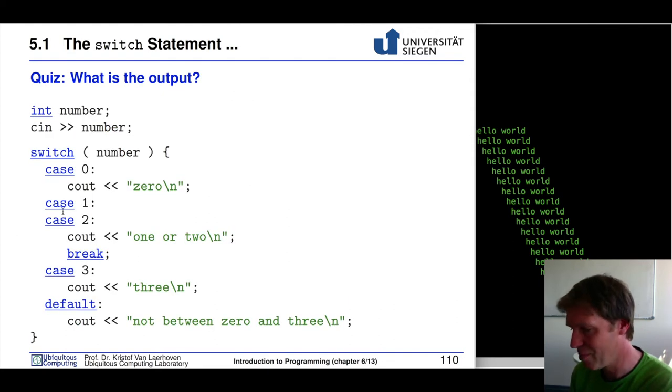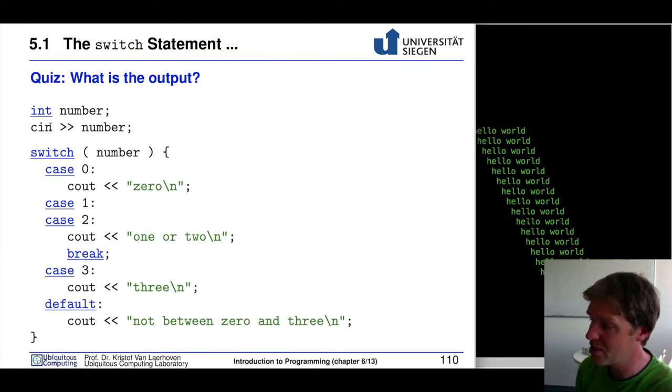So here's an example where they do exactly this for an integer, where we test an integer given by the user through the command line. We test if this is 0, and we type 0. If this is 1 or this is 2, then it types 1 or 2. If this is 3, then we type 3. And if it is default, we say it's not between 0 and 3.